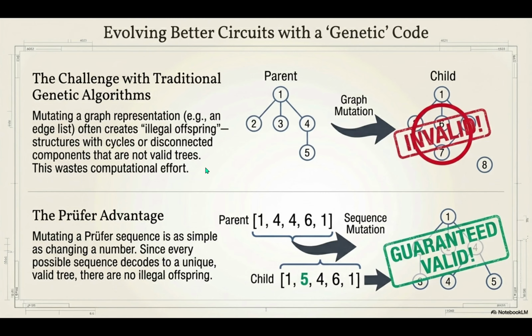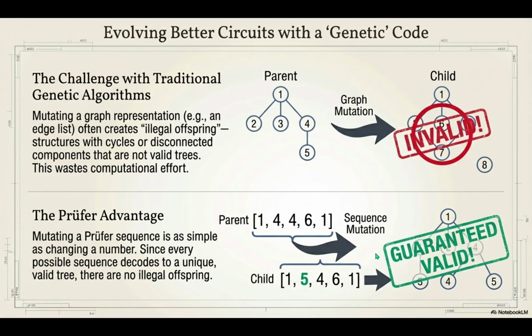A huge amount. But with Prüfer codes, that problem vanishes. Mutating the design is as simple as changing a number in the sequence, and because of that bijection, that perfect one-to-one mapping, every single possible sequence you can create is guaranteed to decode back into a unique, valid tree structure. The algorithm physically cannot explore a broken design. That's amazing.